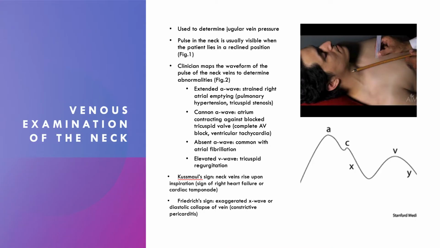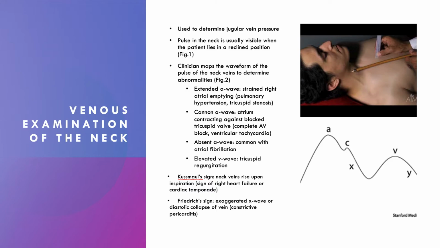Venous examination of the neck is a little more common than palpation of the carotid artery, and its primary use is to determine jugular vein pressure. As you can see in that top picture, the clinician here is pointing out the visible neck vein on this patient lying in a reclined position, which is where the vein is usually visible. The clinician will map the waveform of the pulse of the neck veins to determine abnormalities. You can see an example of a normal waveform in the bottom of this slide.